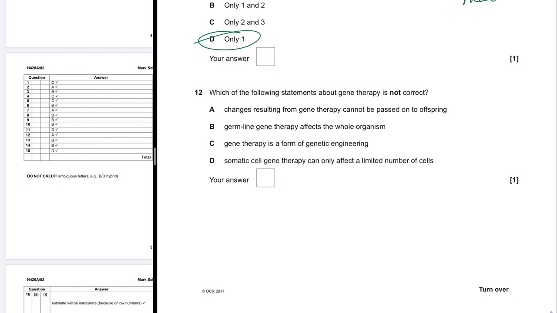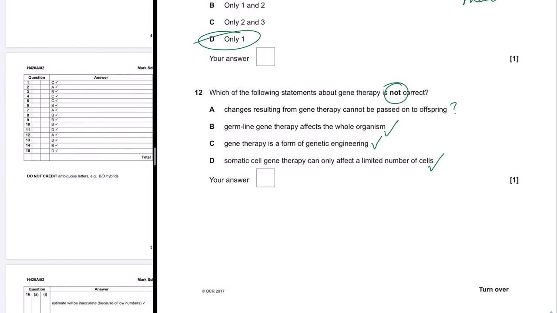12. Which of the following statements about gene therapy is not correct? So changes resulting from gene therapy cannot be passed on to offspring. Not entirely sure about that. Germline therapy affects the whole organism. That is true. Gene therapy is a form of genetic engineering. Yes, we are creating a genetically modified organism. We are changing the initial genomic information that that organism has. Somatic cell gene therapy can only affect a limited number of cells, which is correct.